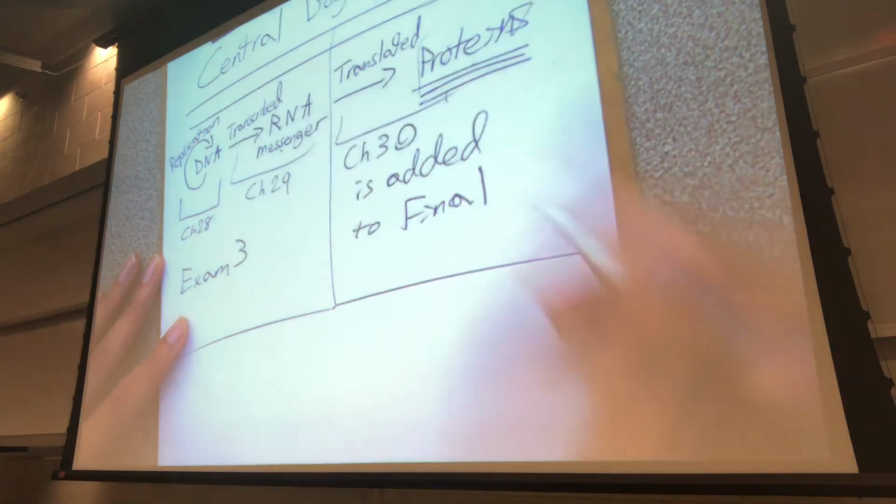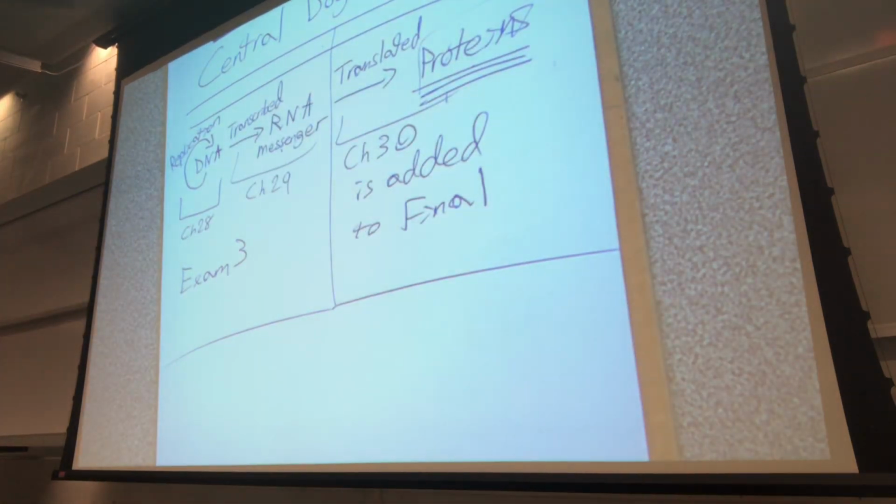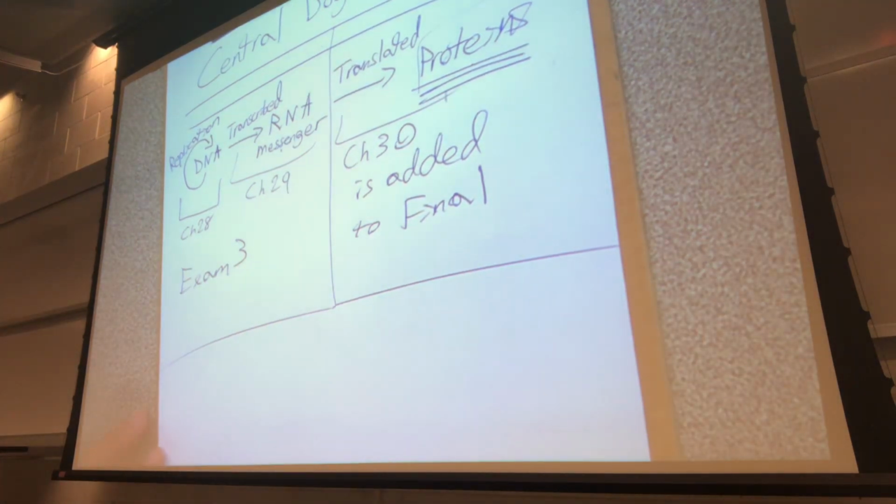By the way, 50% of your final exam will be about material that you learn from today onwards. So exam 1 and 2 put together is only 50% of the final. The remaining 50% of the final is everything that you're going to learn today until the end of the course. So from chapters 10, 11, 28, 29, and 30. So this is the most important stuff.